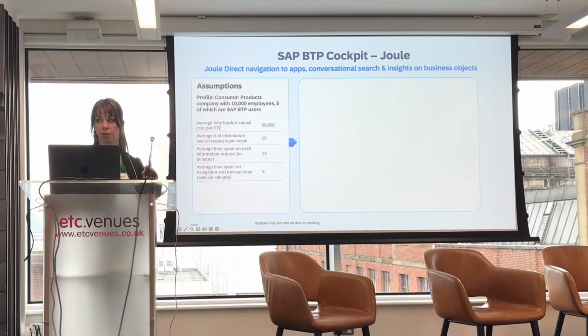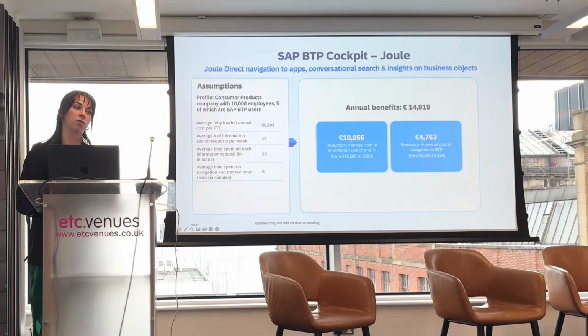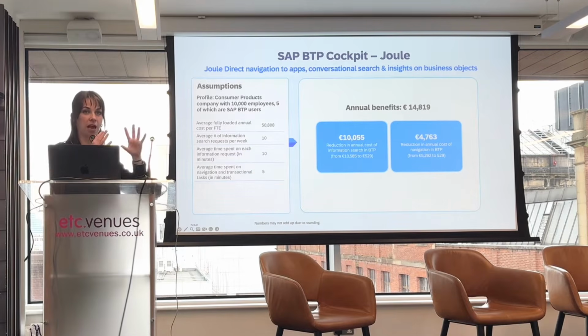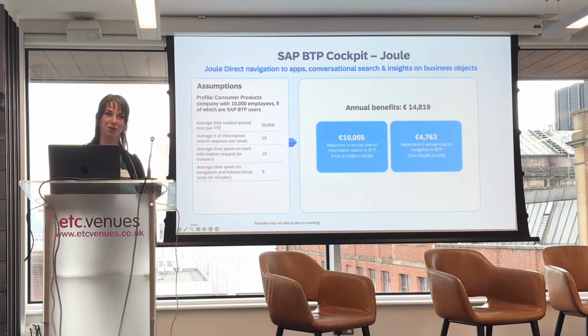If we now are, for example, a consumer product company with around 10,000 employees, which is a decent size, and 5 of them are using BTP, only 5 out of these 10,000, then we believe there is an annual benefit just because you're using this of almost 15,000 euros. And again, this is embedded, so it will come if you are using BTP. And I guess we have the BTP symposium usually do this.